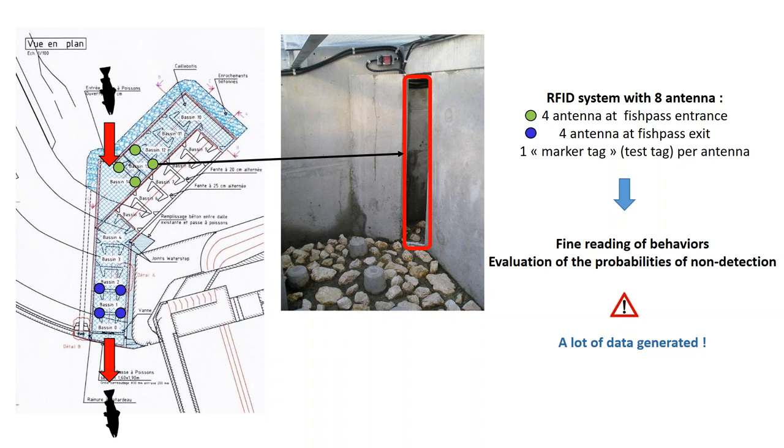But you have to know that we generate a lot of data because we tagged more than 600 fish, and with 8 antennas, it generates a lot of data. So you have to be good at managing all this data. It's important.